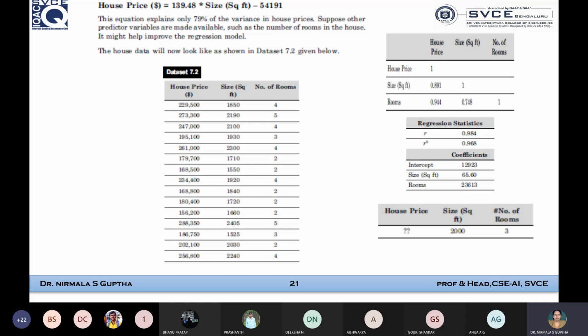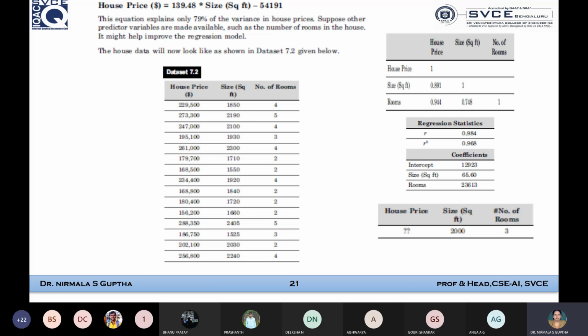multiplied by the actual size in square feet that we are looking at for the house, minus the intercept value, that is 54191. Okay, so this is the one which we have used to compute the house pricing. Then the house data will not be sufficient for us to make decisions.